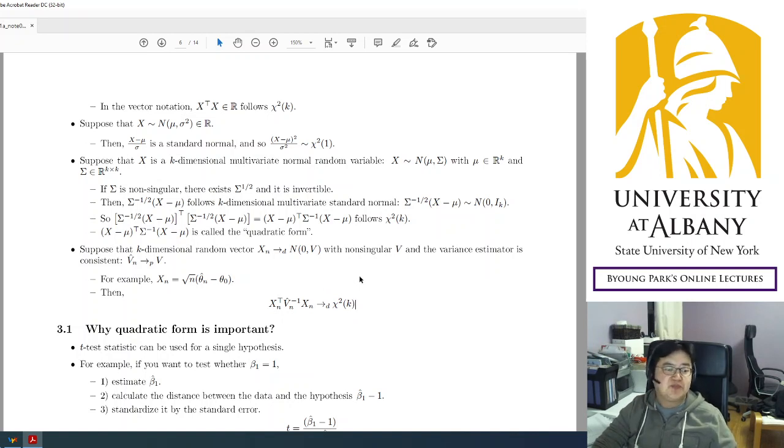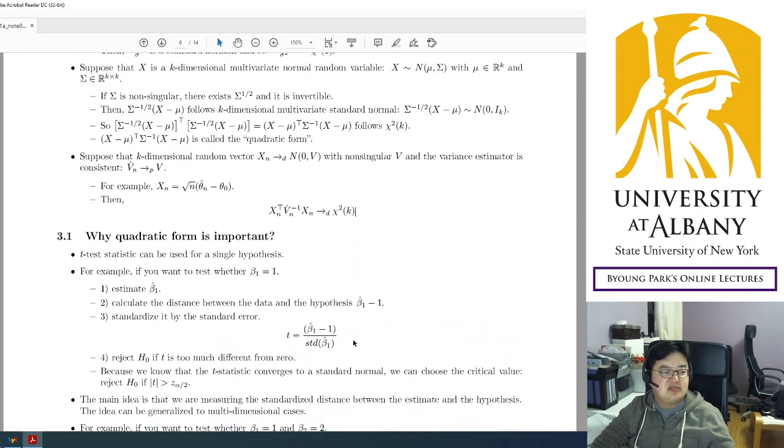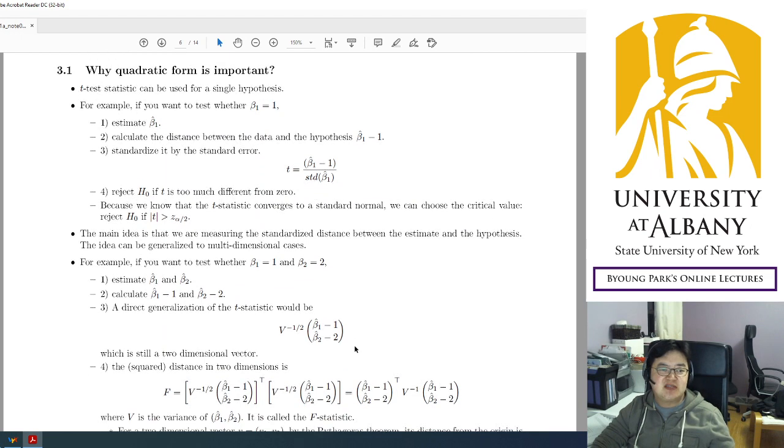Let's think about this. I said it is very important in hypothesis testing because it's the generalization of the t statistic. I assume that you understand the t statistic, the t test mechanism, how it works, how you derive it, and when you apply it. I teach that for undergrad students, so you should know that.